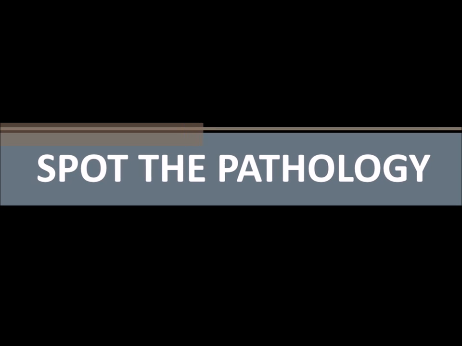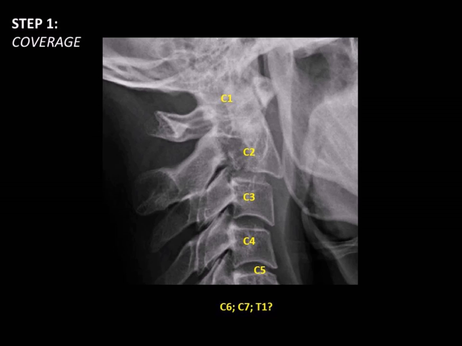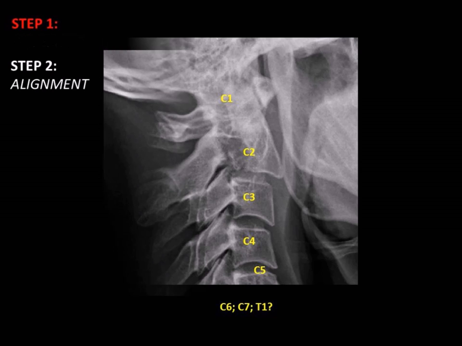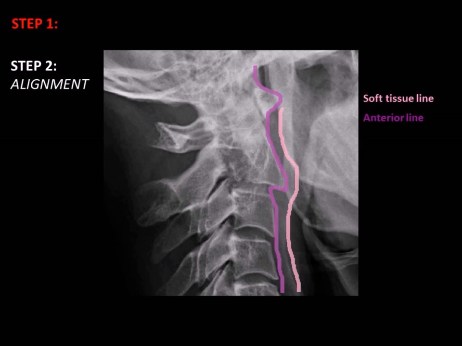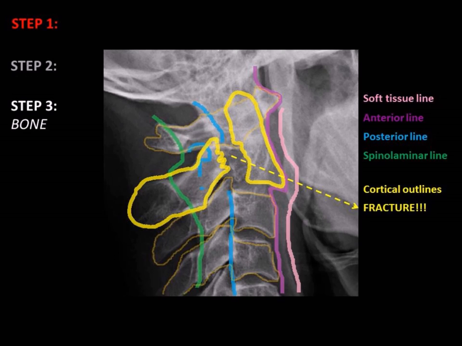We shall now apply what we have learned to a pathological cervical spine x-ray. In the x-ray featured, there is a loss of alignment of the anterior line in C2 and C3, as C2 is anteriorly displaced. If you follow the cortical outline of C2, it shows that it has been fractured. This fracture of C2 is called a hangman fracture.